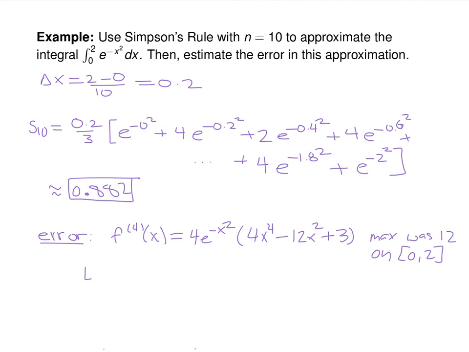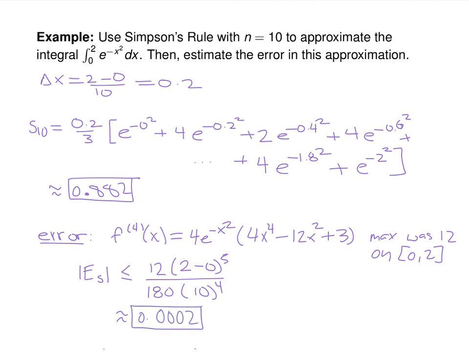So then the error for Simpson's rule, absolute valued, is less than or equal to this k, which is 12, times b minus a, so 2 minus 0 to the 5th, over 180 times n, which is 10 to the 4th. And that is about equal to 0.0002. So worst case scenario, you're off by hundreds, tens, thousands. You're off by 2 10,000ths. That's not very much.